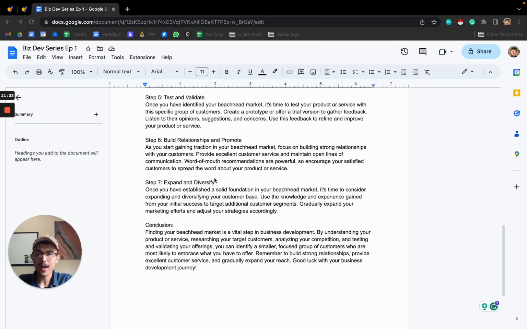So, step 5, test and validate. Once you have identified your beachhead market, it's time to test your product or service with this specific group of customers. Right, so what you need to do is rapidly test, and I mean rapidly create outbound systems that you can gather data from, so you can identify the metrics, so you can test and validate the beachhead market to see, hey, this certain subset of group, this works, they're susceptible to buying our services. Let's double down on that specific subset.